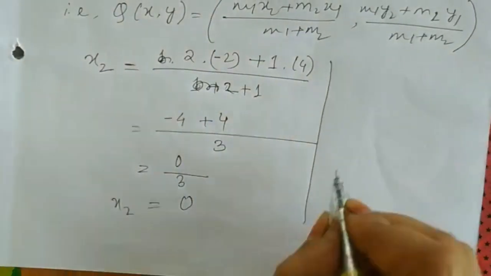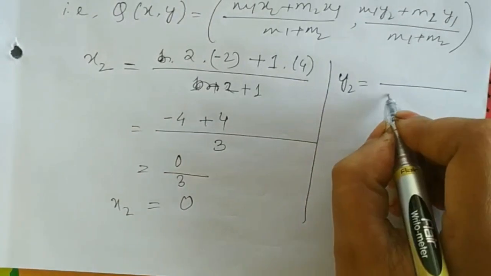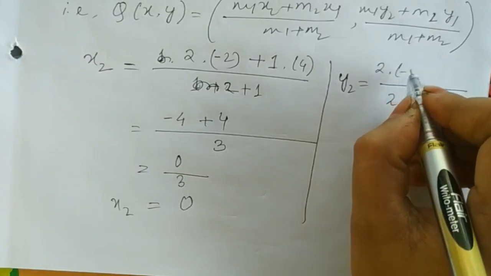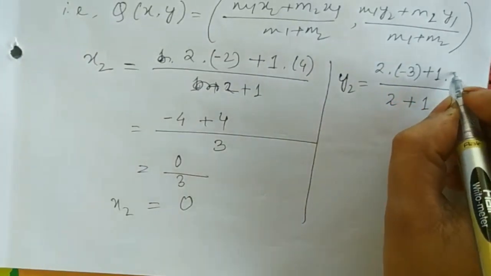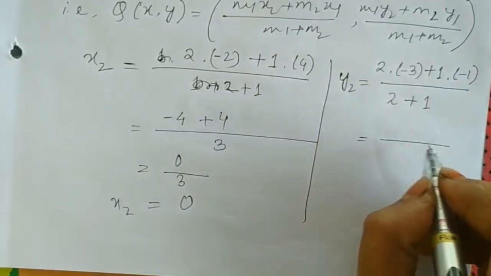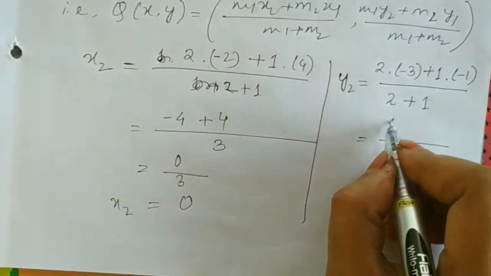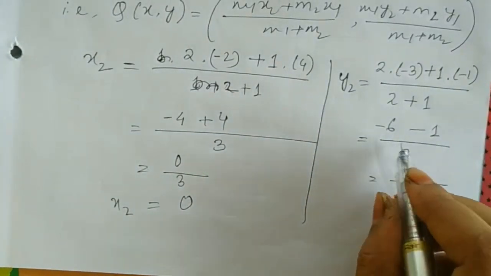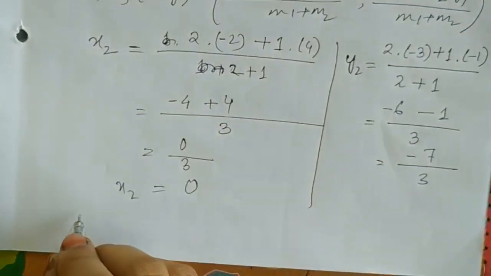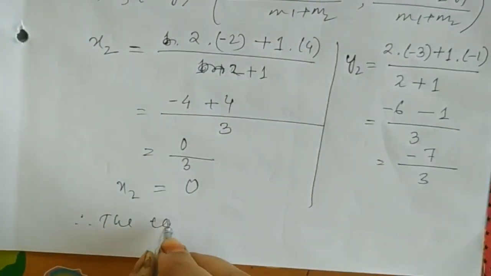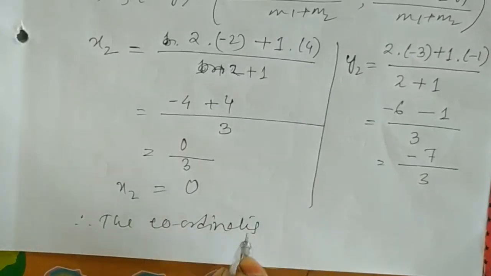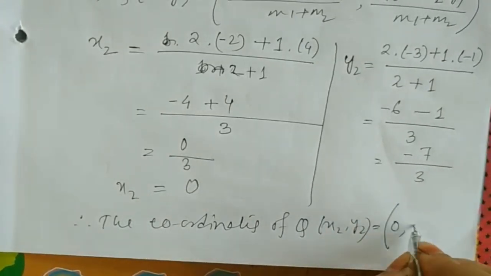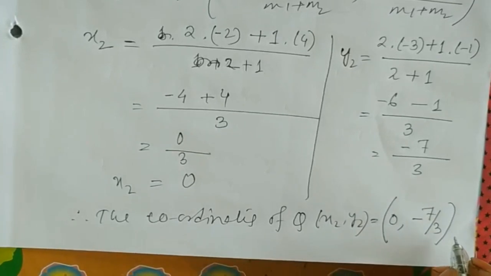Again find out y2. y2 equals m1 is 2, m2 is 1. So 2 into y2 is minus 3, m2 is 1, y1 is minus 1. 2 plus 1 is 3. 2 times minus 3 is minus 6 plus minus 1, minus 7 by 3. Therefore, the coordinates of Q, x2 comma y2, equals how much? 0 comma minus 7 by 3. So that is the answer.